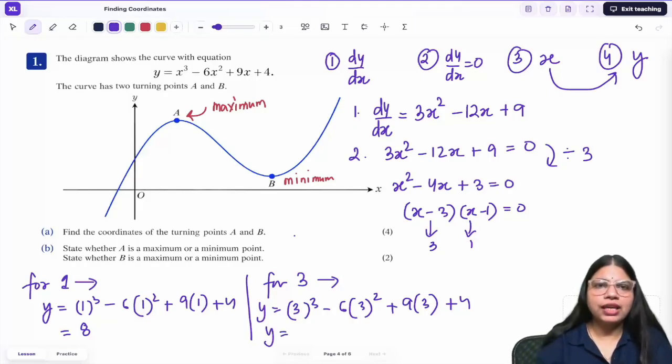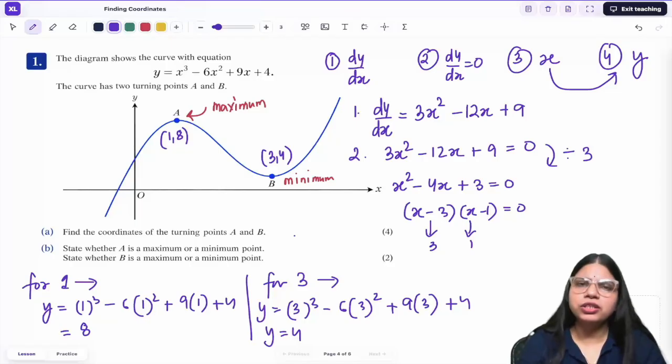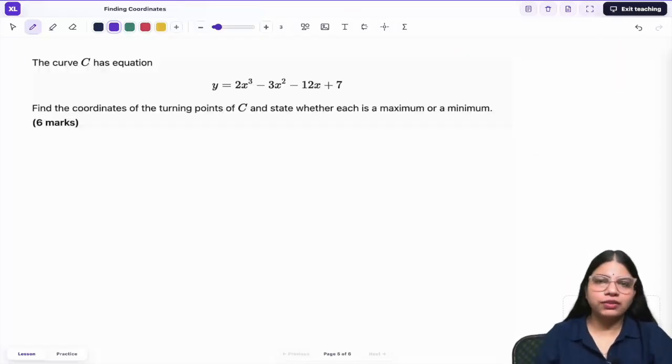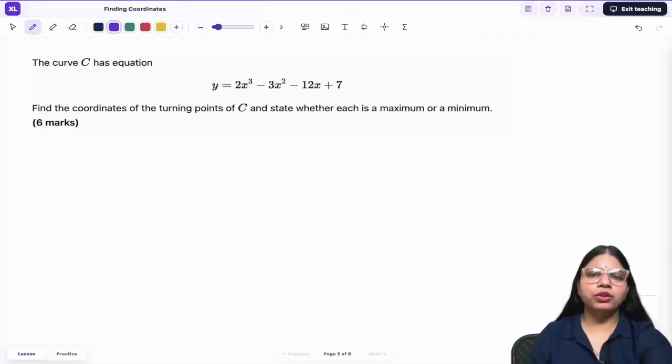So overall, we get our turning points: (1, 8) over here and (3, 4) there. And I hope if you're getting the same thing, then yes, we're correct. So nothing changes, right? Just the representation of the question in the language is changing. So now we have a question where we don't have a curve given to us. The important point over here is to find the maximum and the minimum point.